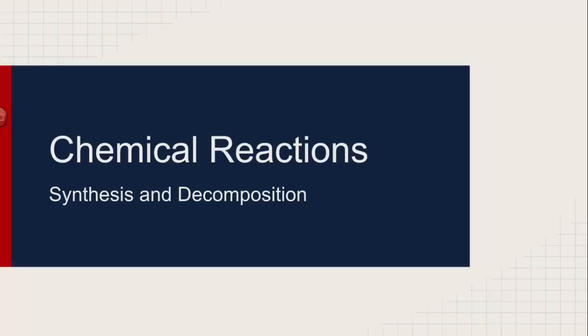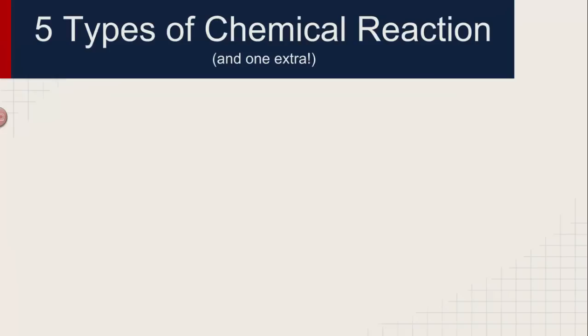Okay, so now that you know how to write skeletal equations and balance them, it's time to take a look at the types of chemical reactions that we will be working with this year, and then some specifics about a few of them. So in general, there are 5 types of chemical reaction, but we also add a 6th extra one, and it's not that it's its own type, but it's a different category of chemical reaction.